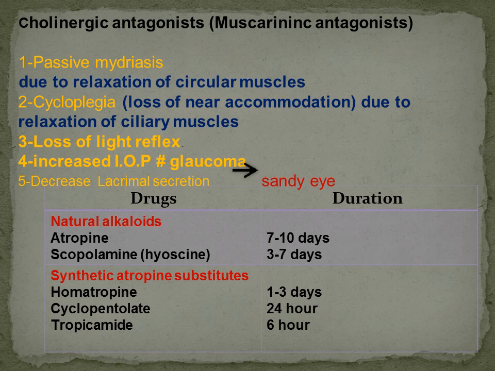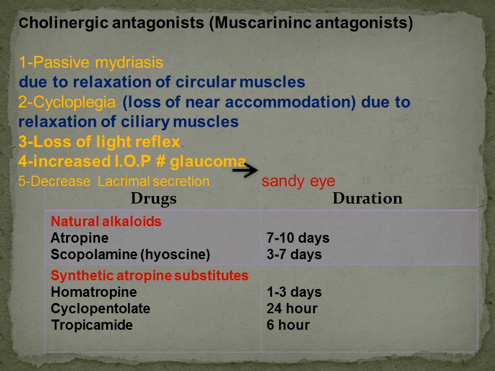Drugs and duration of action. Group number 1, natural alkaloids, and group number 2, synthetic atropine substitutes. Here in natural alkaloids we have atropine and scopolamine. Duration of action of atropine is from 7 to 10 days. This means long duration of action. Scopolamine, which is hyoscine, duration of action 3 to 7 days.